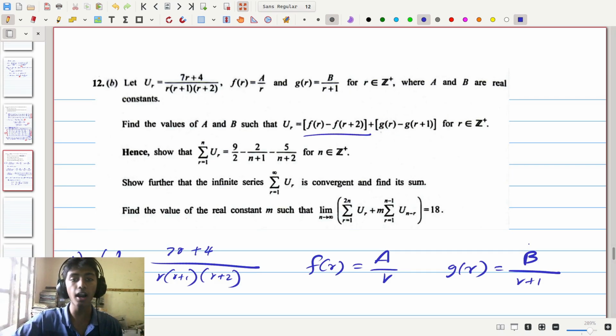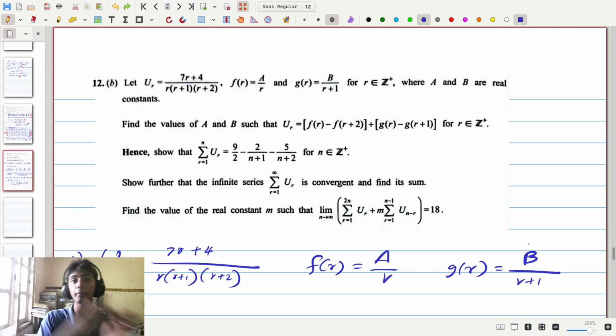Because if you consider r equals 1, r equals 2, r equals 3, and so on, we're going to have, for r equals 1, f of 1 minus f of 3, and then later for r equals 3, we're going to have f of 3 minus f of 5. Now this positive f of 3 here and the minus f of 3 that we had when r is equal to 1 are going to cancel out.